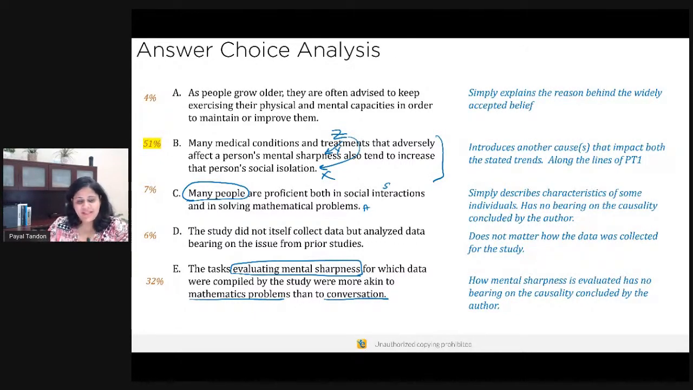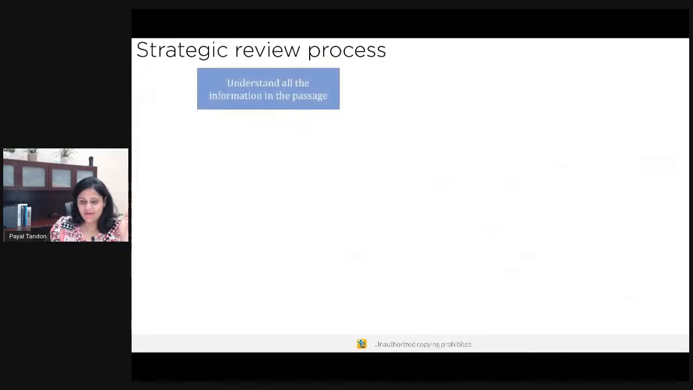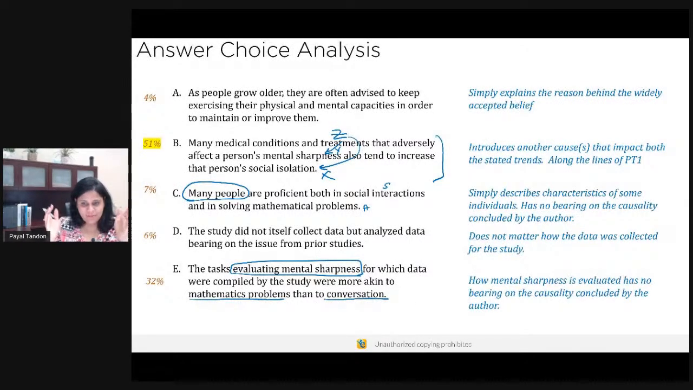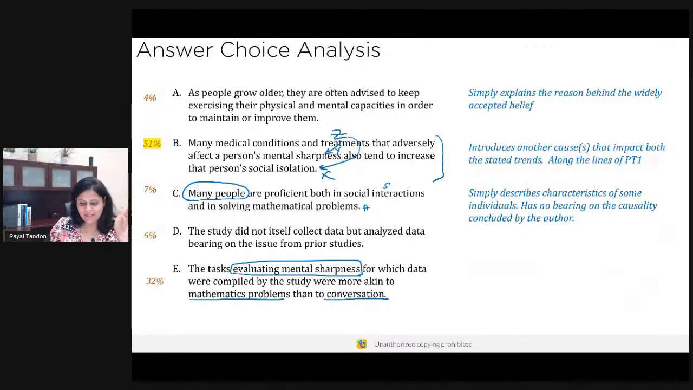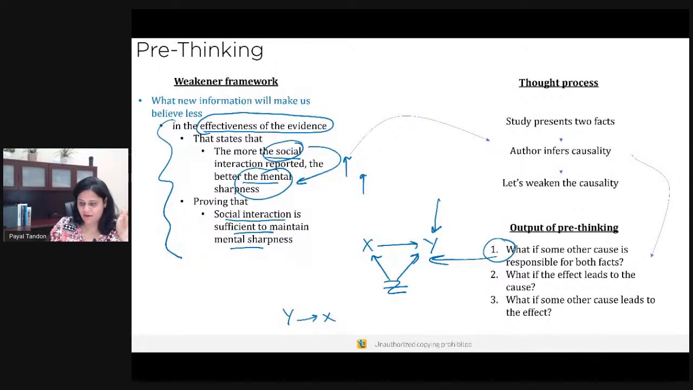So this is why it's very important to know the confines of your passage. What is the passage talking about? And that's why, let's go back to the previous slide over here.